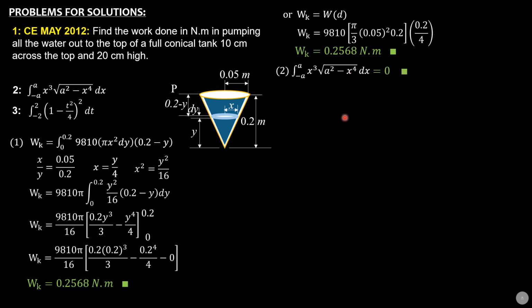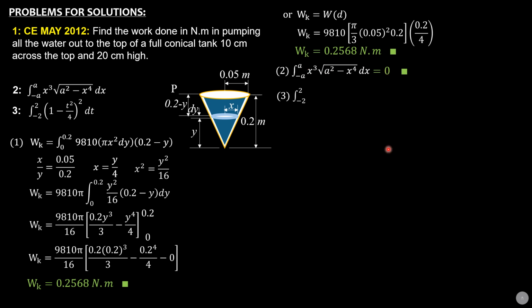So my suggestion is, for example, this is negative a to a. So we imagine that a is, let us say, 2. So this is negative 2 to 2. Then this is 4 minus x squared. So integral of x cubed, square root of 4 minus x to the fourth, from negative 2 to positive 2, you will get 0.